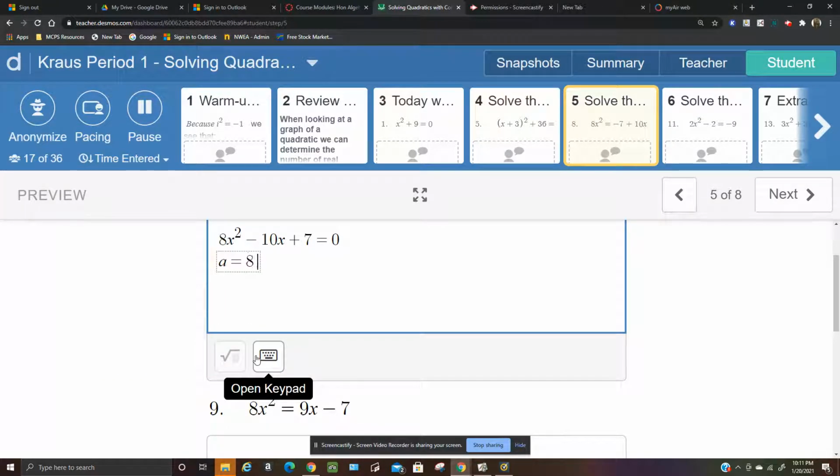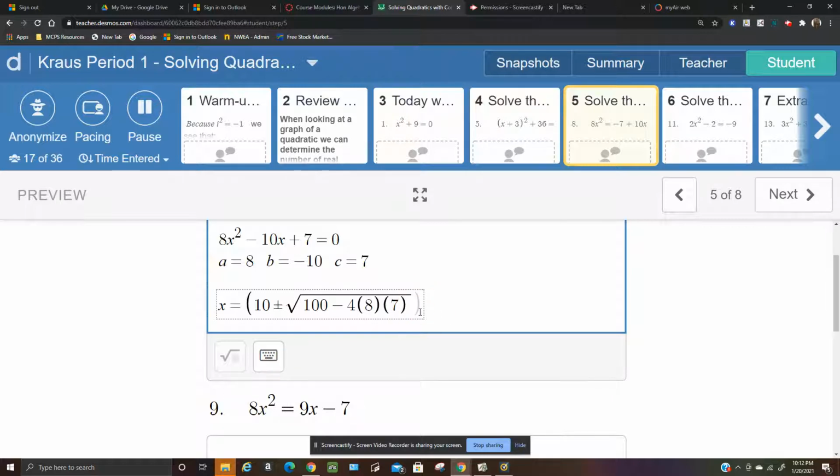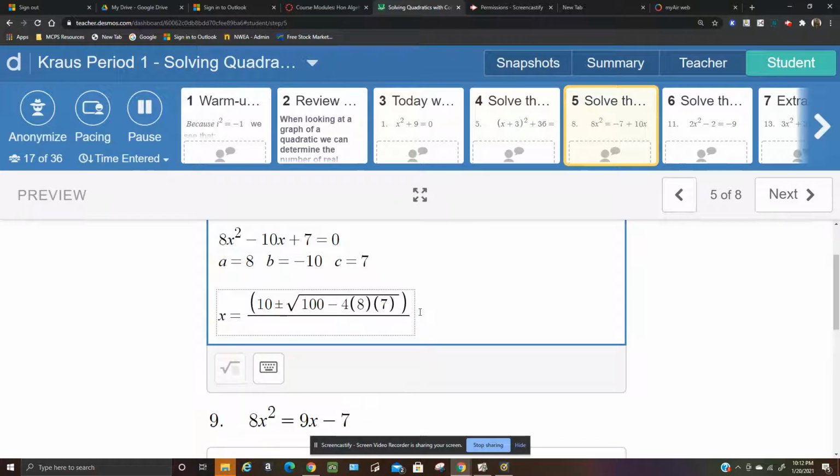So a is 8, b is negative 10, c equals 7. So the opposite of b, negative 10, is positive 10, plus or minus the square root of negative 10 squared, which is 100, minus 4 times 8 times 7, divided by 16.